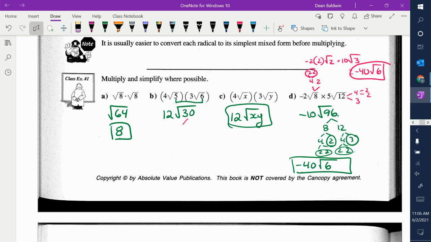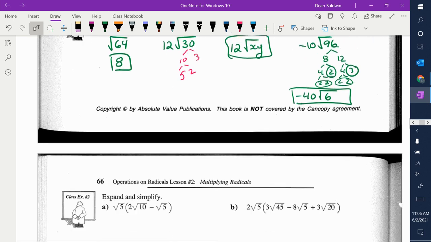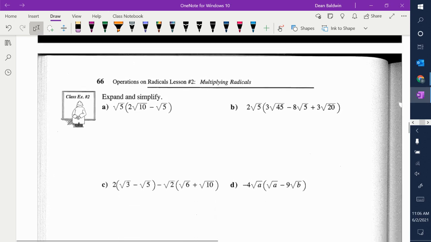B, 30 would just be like a 10 and a 3, which is 5 and 2. There's no groups of 2. But you always look to simplify. Okay? I just knew that one didn't simplify. Okay, let's do one more and end the day.